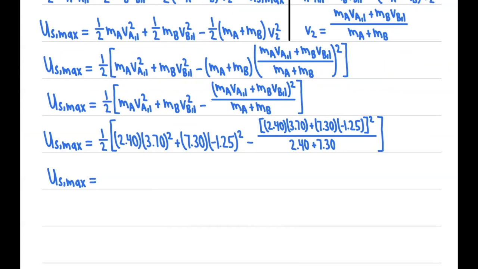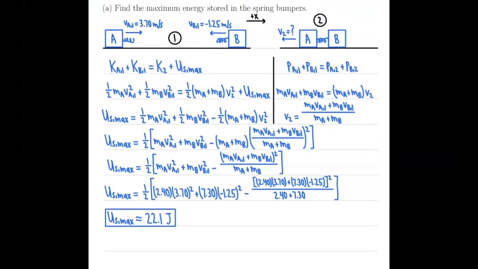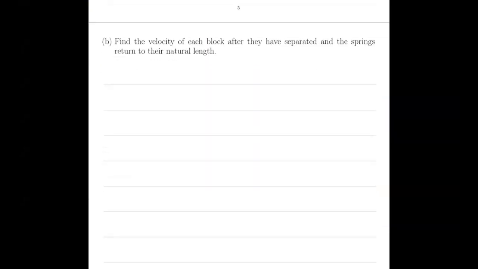When you plug everything in to your calculator, you'll get that the maximum elastic potential energy is about 22.1 joules. Think of all the things you could do with those joules. Lots of stuff. Last question for today.